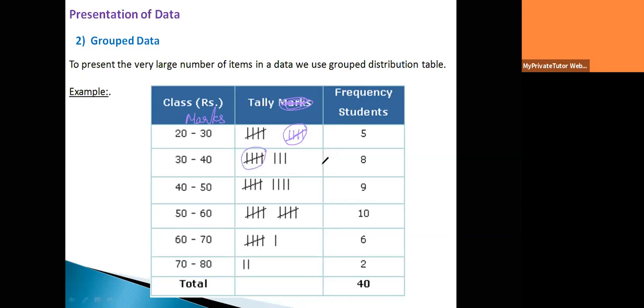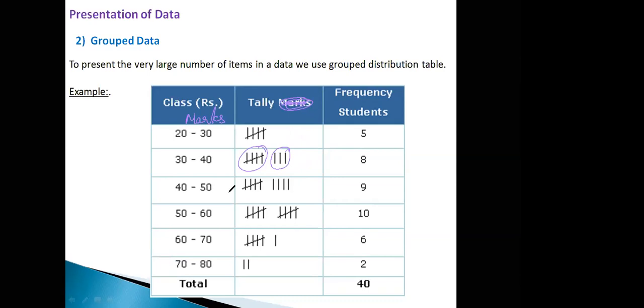And then we are going to use 5 sets, which is 4 vertical bars and one crossed line, which means a total of 5. So 5 and then 3, you can see it is mentioned clearly. On the frequency of students, how many students scored between 20 to 30? How many students scored between 30 to 40? The first one is 5, and this is 3. So 5 plus 3 is 8.